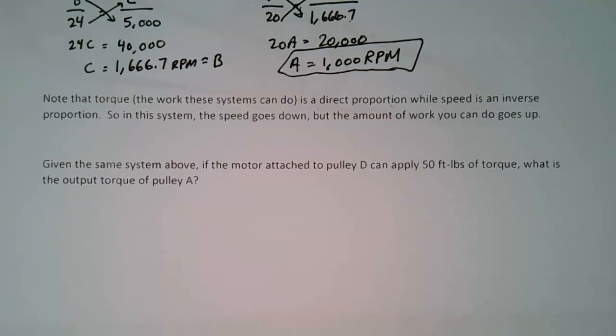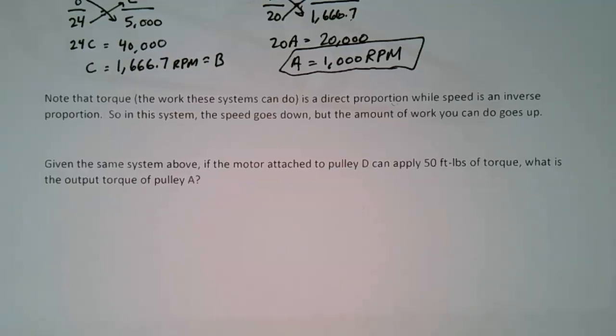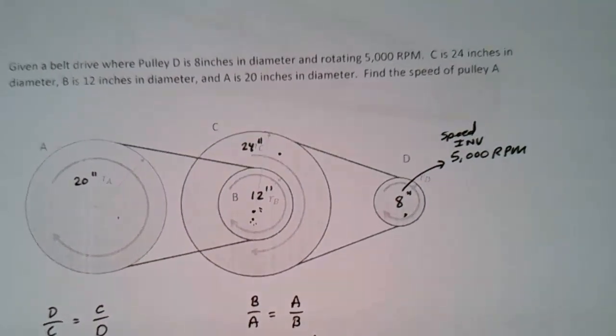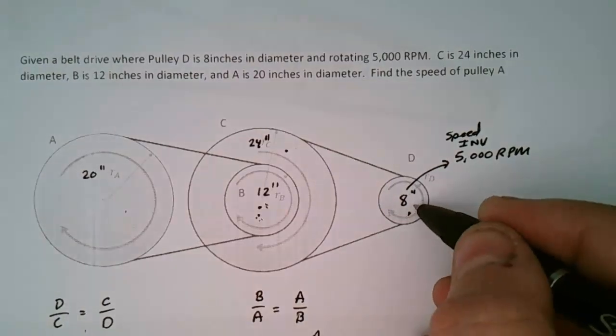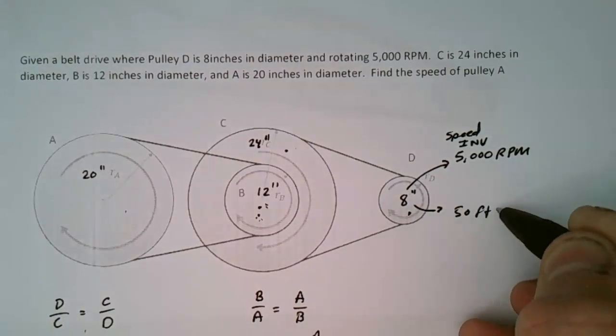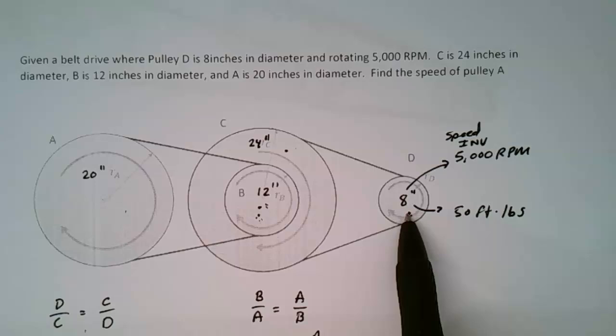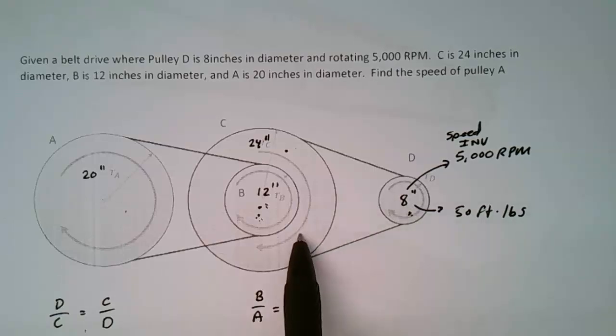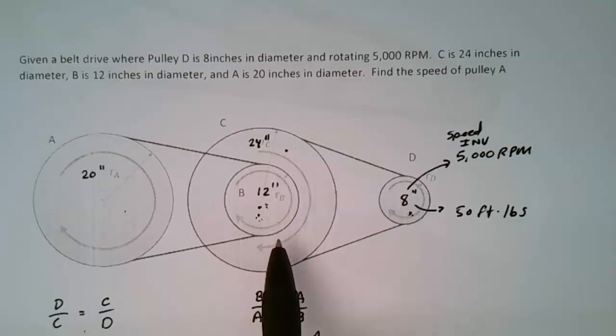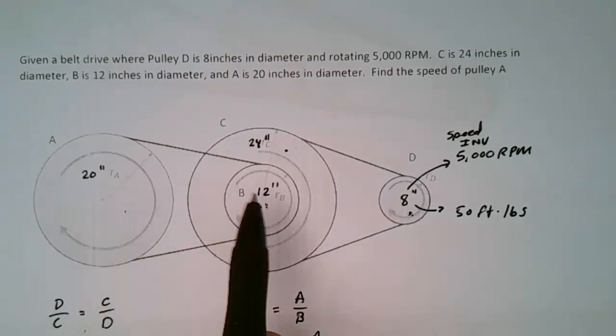Take this same system above, and I want you to note that torque is a direct proportion. Torque is the amount of work this system can do. And so in this particular scenario, we're going to say that this pulley here has a torque of 50 foot-pounds. And that's going to be the motor that's attached to it. And we're going to find out what that torque goes to for pulley C, because pulley B and pulley C are on the same shaft. That torque and that torque will be equal, and then this torque will again change from here to here.